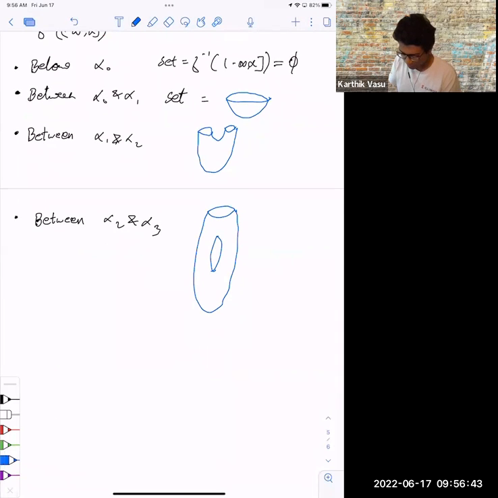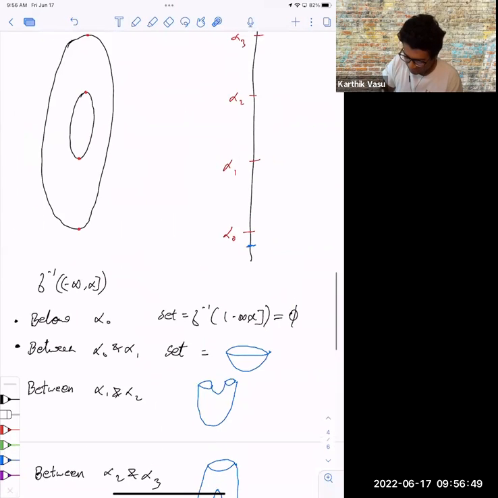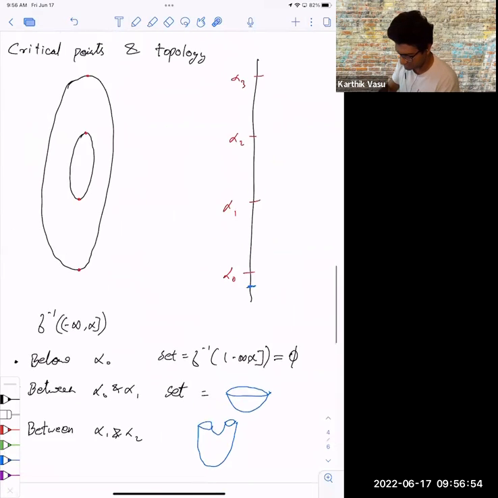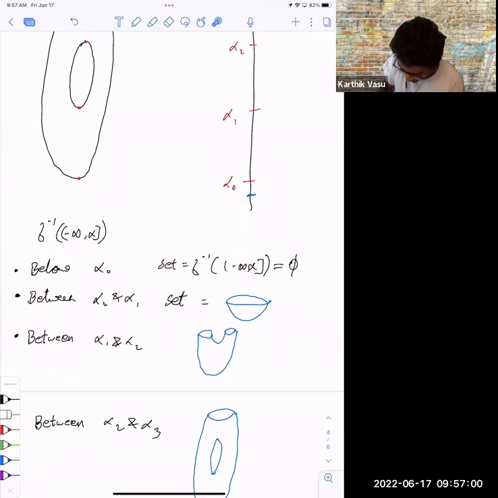And if you go above alpha 3, you'll just have that whole torus. So that's what's happening. Somehow, as you pass through these critical points, your topology is changing. And in between them, it's always the same. There's no change.